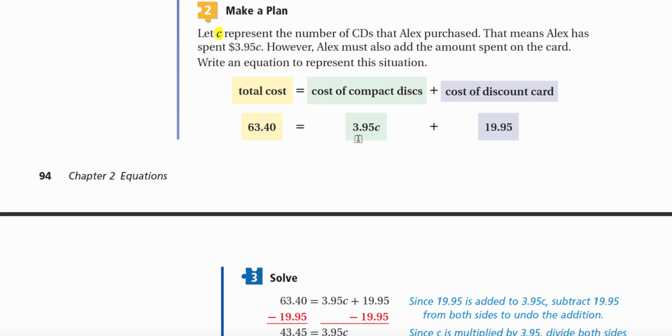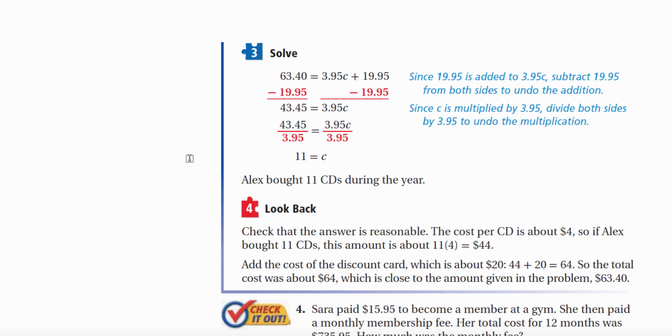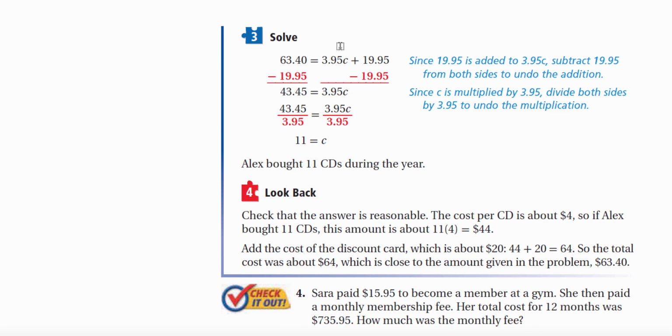In other words, $63.40 is equal to $3.95C plus $19.95. Now we can do the second part, solve. We use inverses, so the sign here is addition, so we're going to use subtraction. We subtract $19.95 from both sides. This becomes the number 0, which vanishes. This becomes $43.45. The operation between the $3.95 and the C is multiplication. So we do the inverse. We divide both sides by $3.95 and we get the number of CDs.